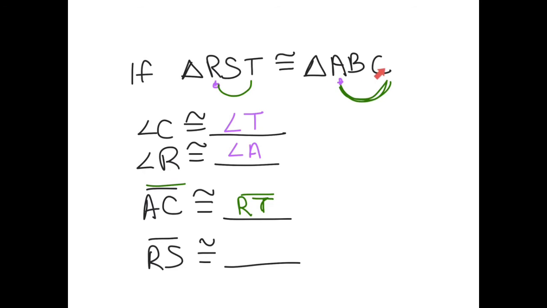Like if this said CA, then the answer would be TR. We do want to make sure that we're keeping with that order. So since it said AC, we can say RT. Just like the next one, it says RS, it would be AB as the line segment that it is congruent to, or the side of the triangle that it is congruent to.